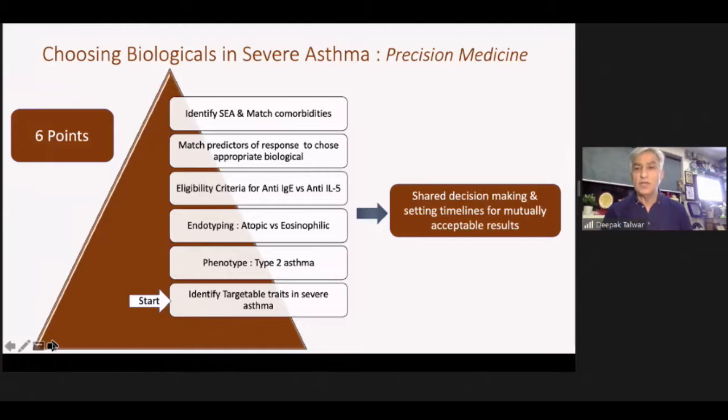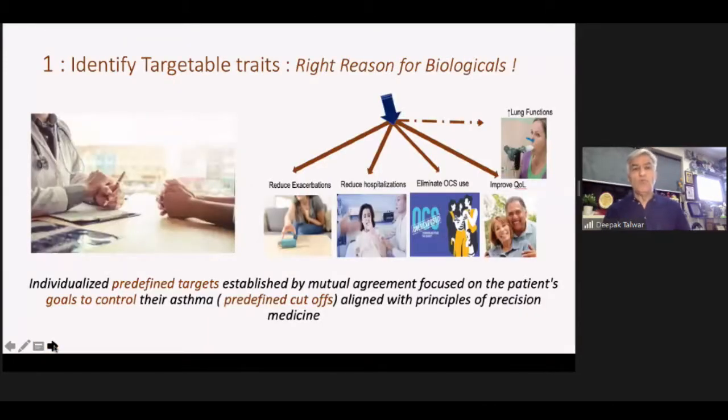So taking a decision requires a shared decision, which needs to be taken with the patient, the patient's caregivers, as well as yourself, where you decide what is perhaps the best for the patient. So the first touch point is, what are those reasons for which you want to use biologicals? And are these reasons good enough to use biologicals? Because in clinical research, the biologicals have been shown to be effective in controlling them.